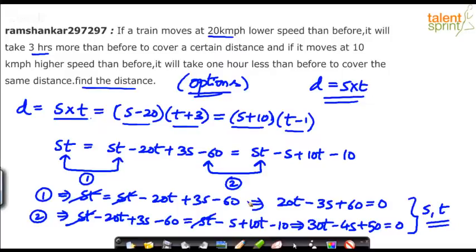Somu says it is taking too much time. No, you don't have to write all the steps, Somu. You can cut down a few steps. But let me just think. Options, how do we use? Distance is given. So basically, I would say, s into t equals to what?